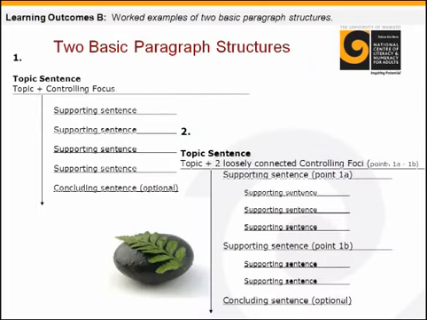We have 2 basic paragraph structures presented here. Of course, they're not the only ones that are available, but these 2, I think, are very understandable, and if your learners look at these, you might even like to put them up on the wall. They can understand that paragraphs, in fact, do have structures. You can construct them, and here are the parts.